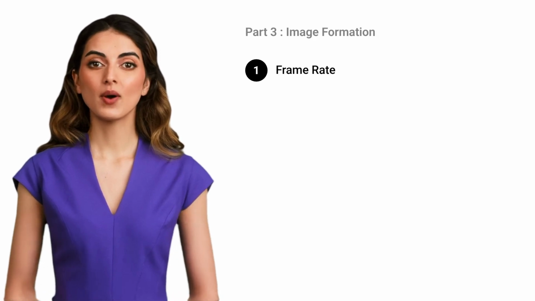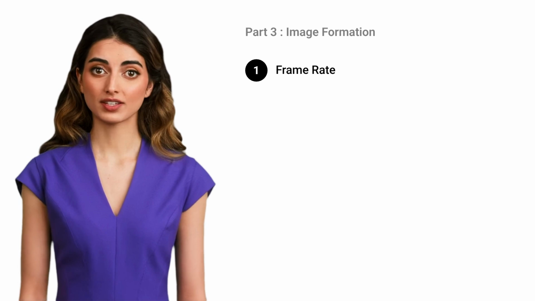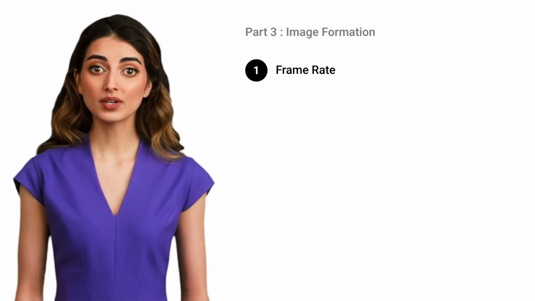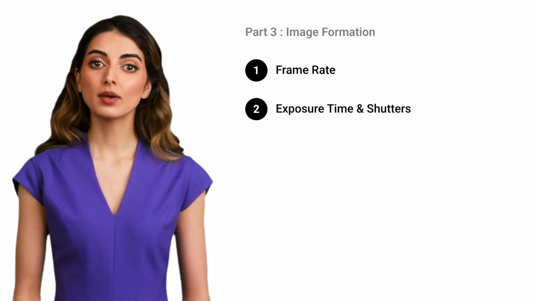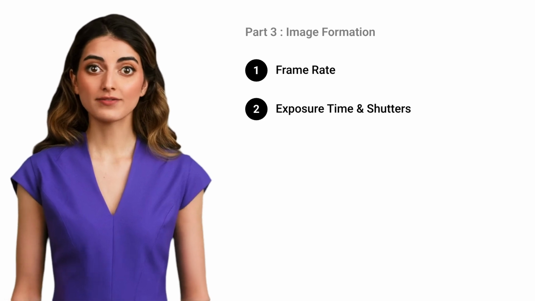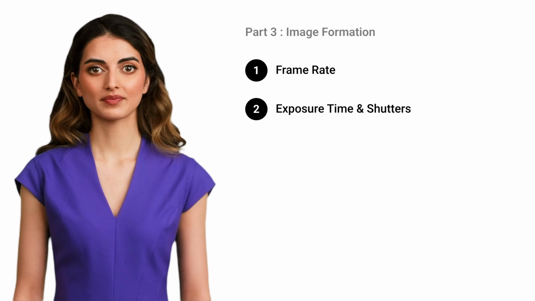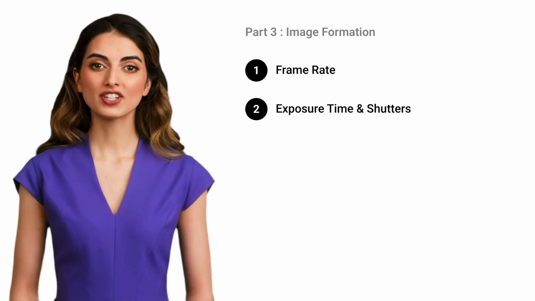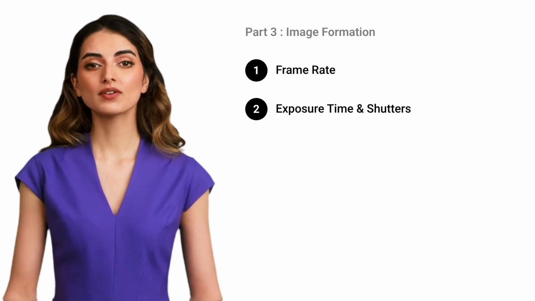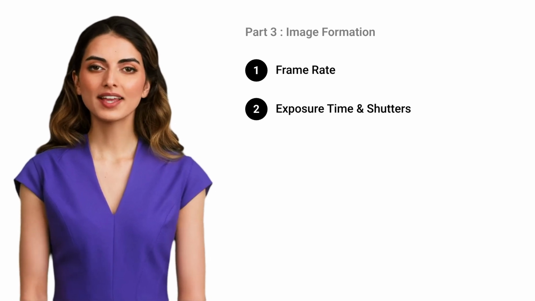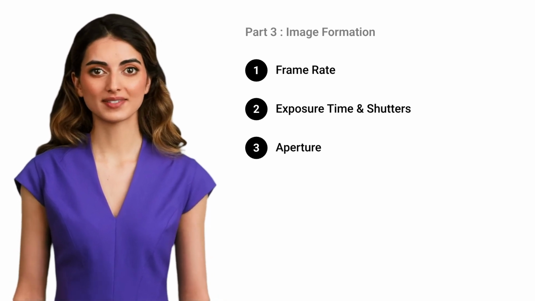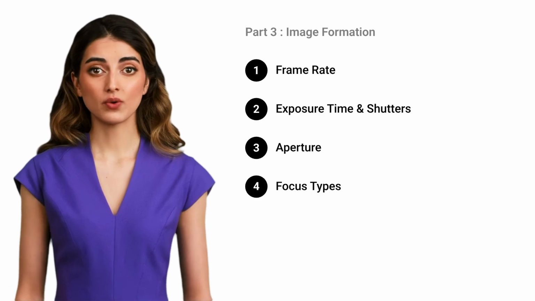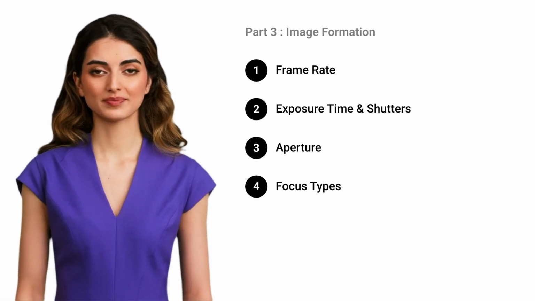We begin with frame rate, or FPS, which determines how many images the camera captures every second and how smoothly motion is displayed. Next is exposure time, which controls how long the sensor collects light for each frame, affecting brightness and motion blur. We will then compare global and rolling shutters and understand how they capture moving scenes differently. The lens aperture controls the amount of light entering the camera and influences image brightness. We will also explore fixed, automatic, and manual focus types and where each is best suited.